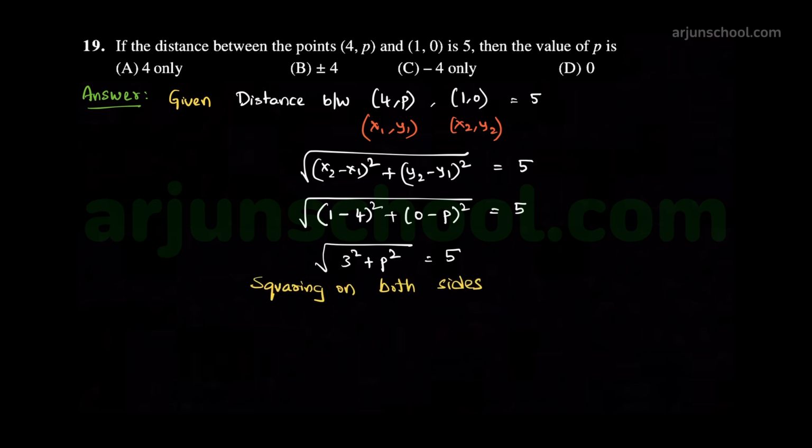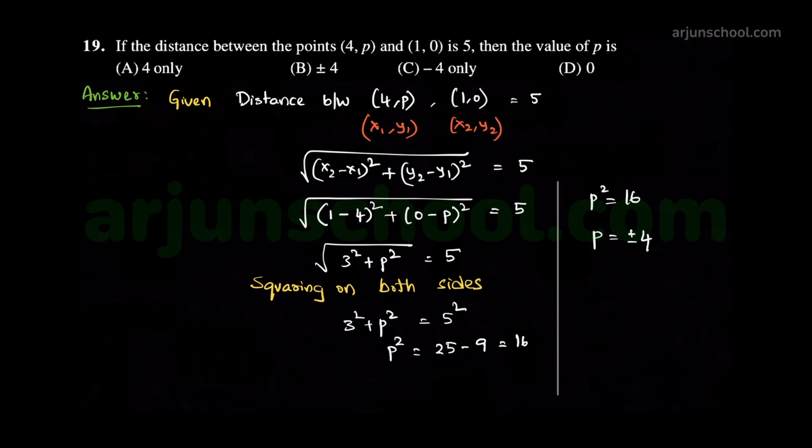Upon squaring on both sides, we get 3 square plus P square is equal to 5 square. P square is equal to 5 square, which is 25, minus 3 square, which is 9, which is equal to 16. P square is equal to 16, which means P is plus or minus 4, because plus 4 whole square is 16 or minus 4 whole square is 16.